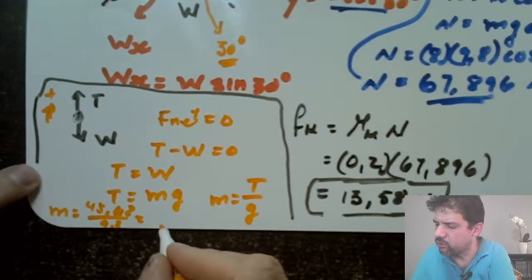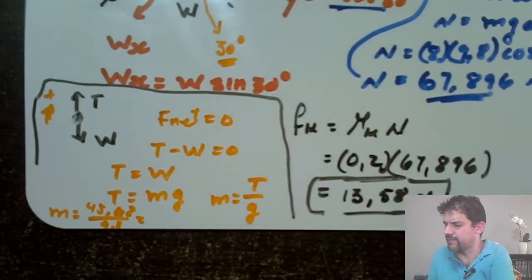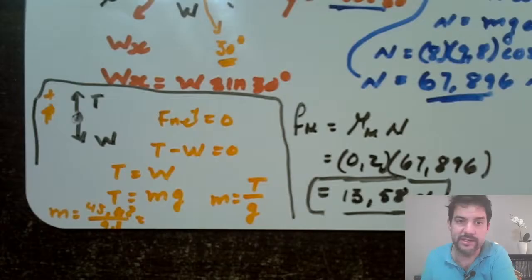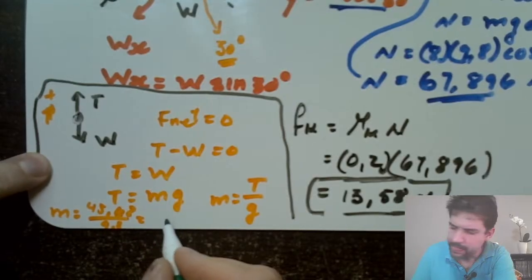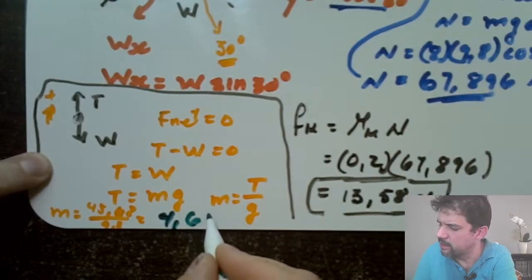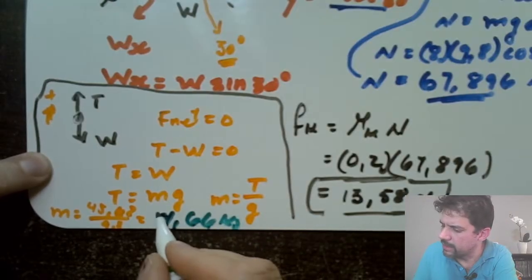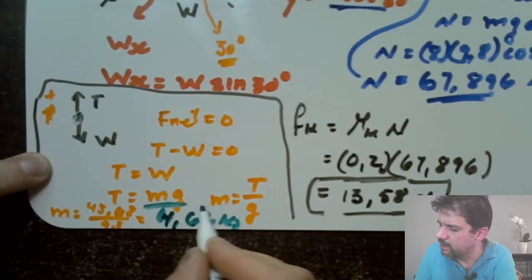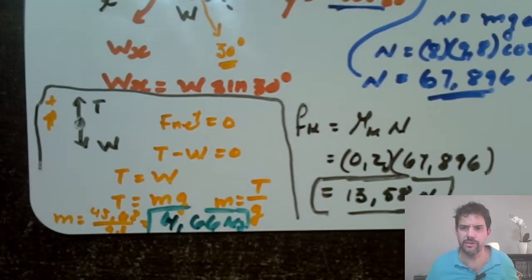4,66 kilograms. So the mass, I'm going to write it, maybe with another color so you can see it clearly because it's compressed, is 4,66 kilograms. Guys, this is the end of the equation.